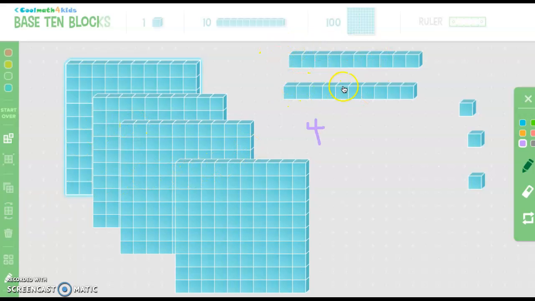Now I'm going to go to the tens place. How many tens do I have? If you said 2, you were right. And how many ones do I have? If you said 3, you were correct. The number is 423. The value of the 4 is 400. The value of the 2 is 20. The value of the 3 is 3.